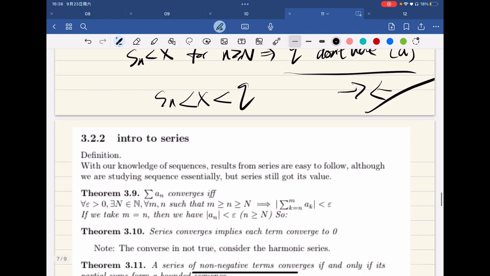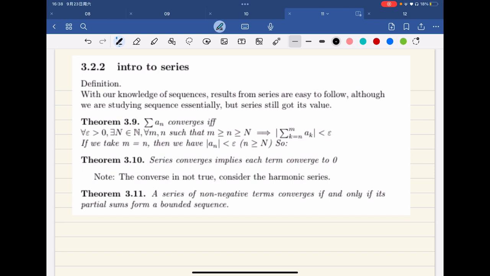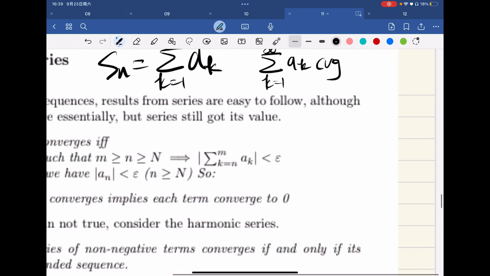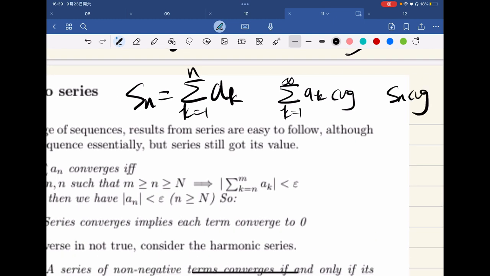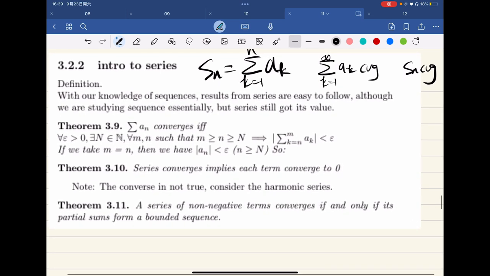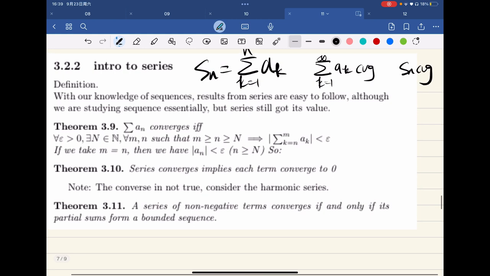And now we're finally done with sequences. To jump to series, to define infinite series, we just consider their partial sums. Right, S n equals the sum, consider the partial sum. And the series converges means that S n converges. So working with series is basically the same as working with sequences. Although we're essentially studying sequences, the series still has its own value for us to study.